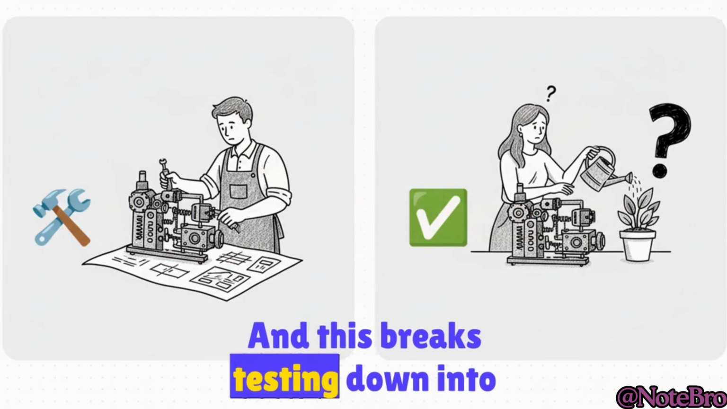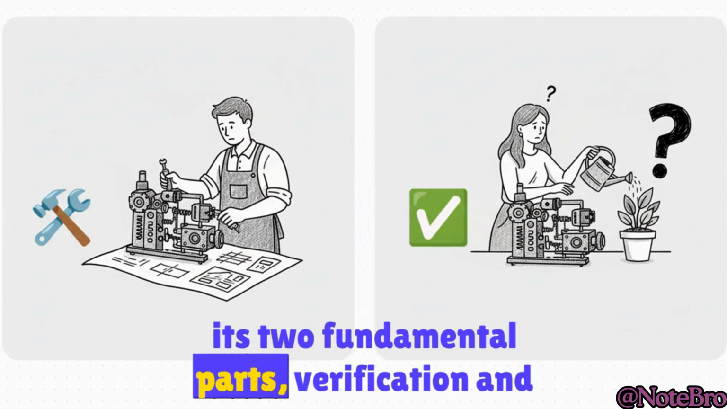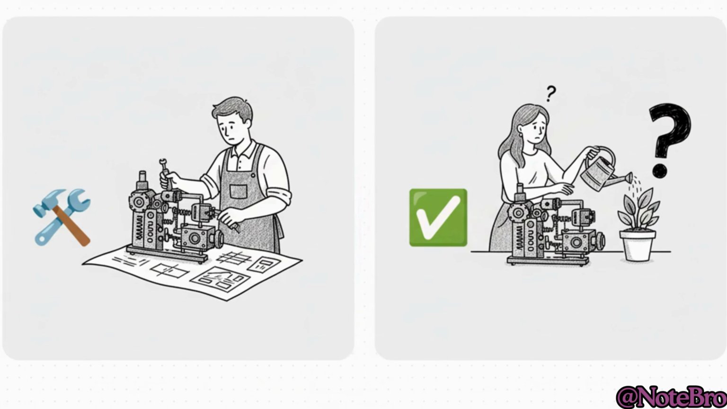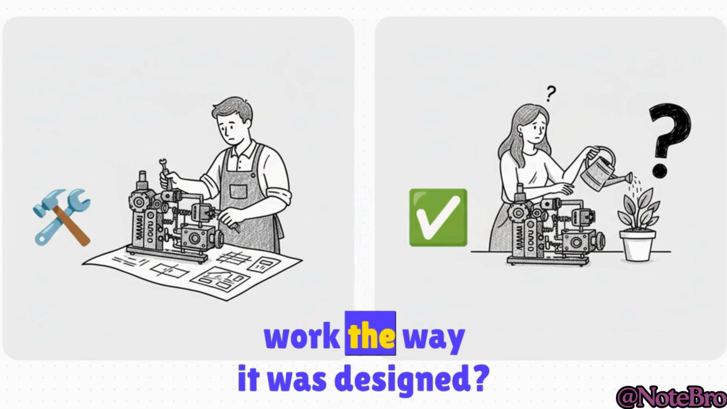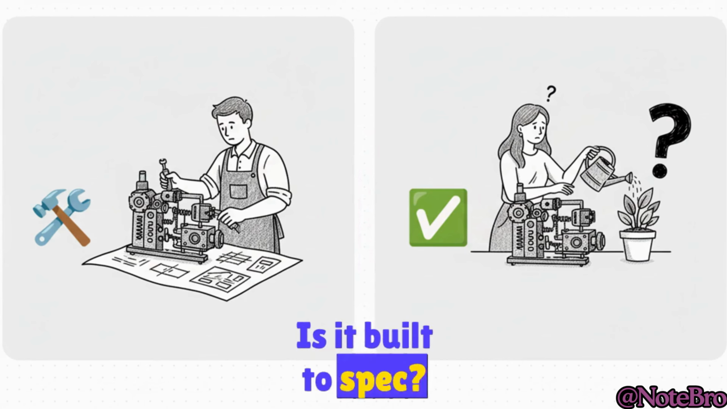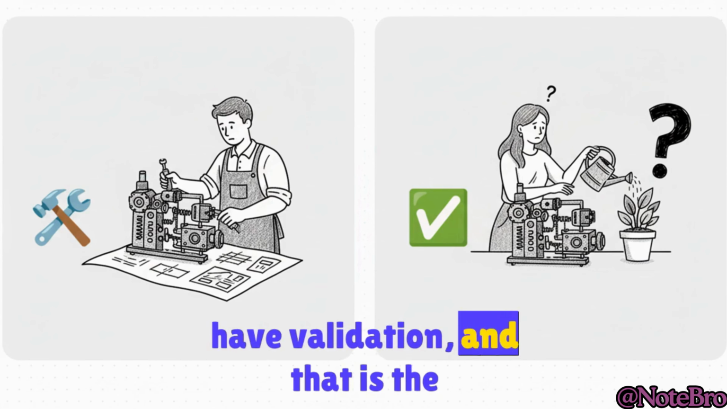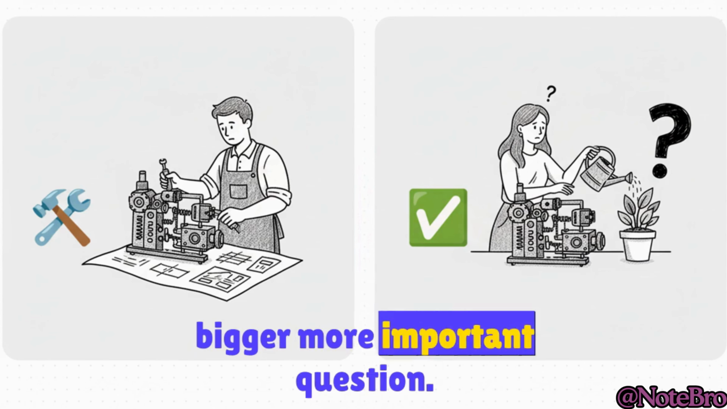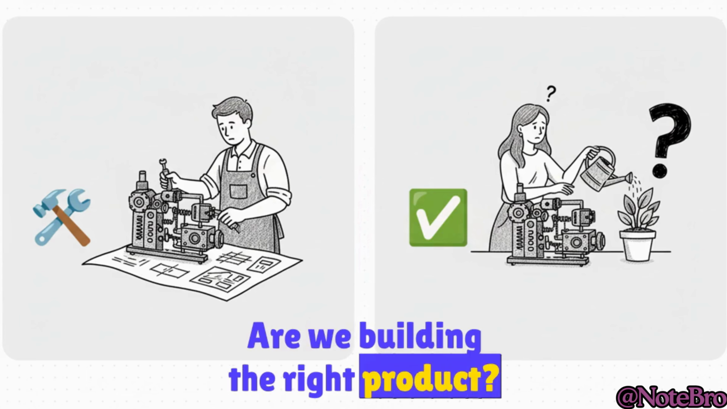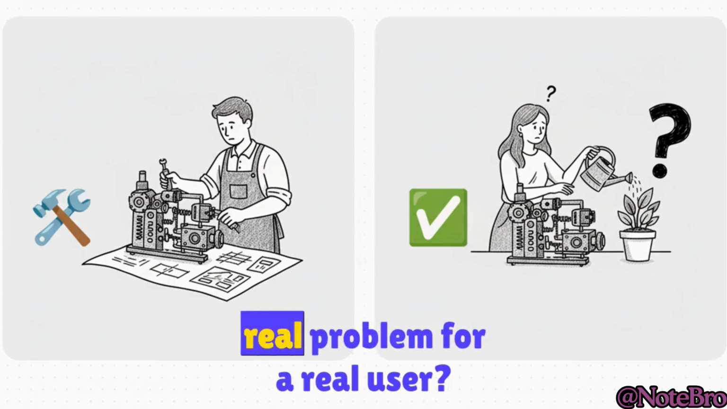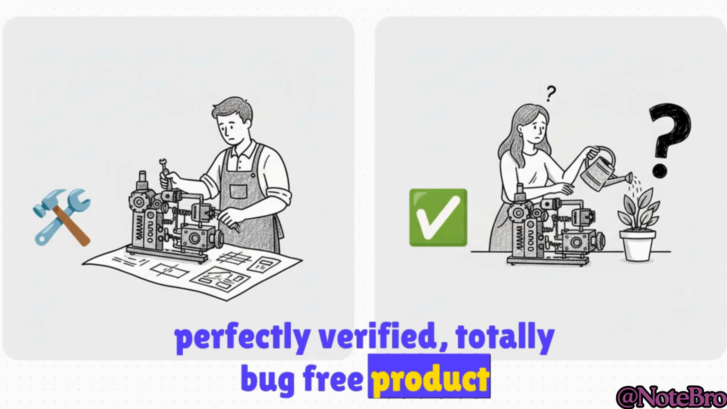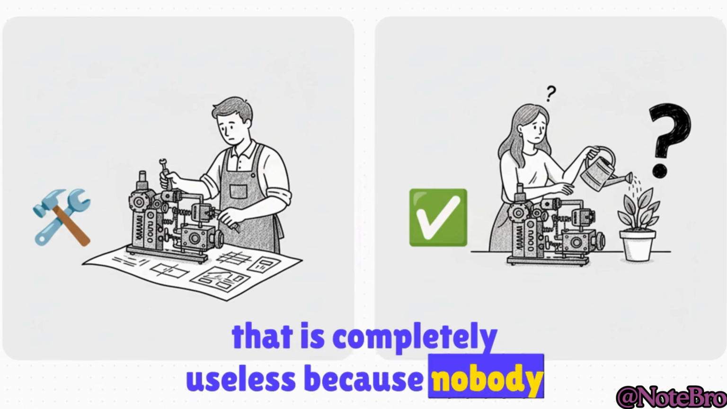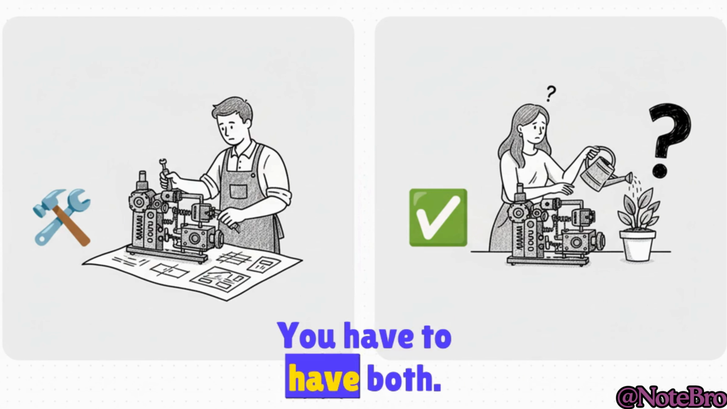And this breaks testing down into its 2 fundamental parts, verification and validation. On the left, you've got verification. That's asking, are we building the product right? Does the code actually work the way it was designed? Is it built to spec? But then on the right, you have validation. And that's the bigger, more important question. Are we building the right product? Does this thing actually solve a real problem for a real user? You can have a perfectly verified, totally bug-free product that is completely useless because nobody needed it in the first place. You have to have both.